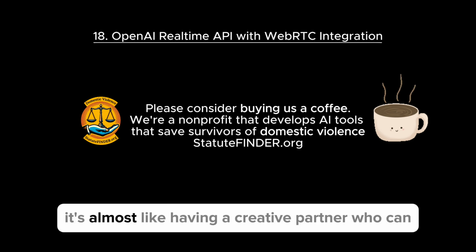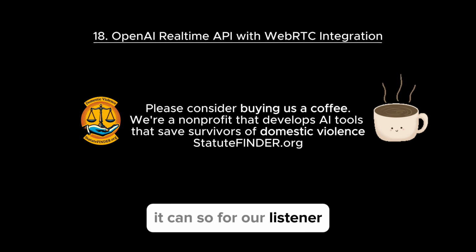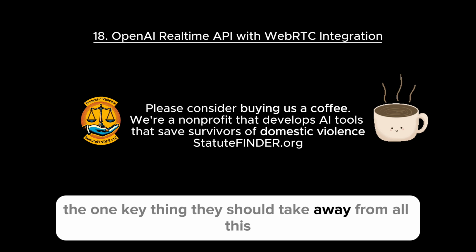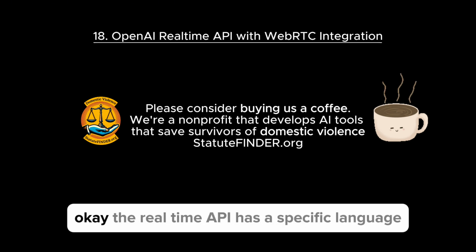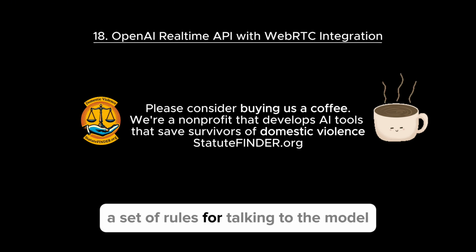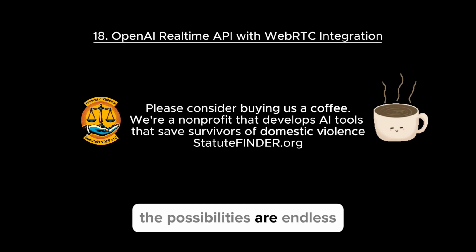Wow, that's amazing. It's almost like having a creative partner who can generate text, audio, and even execute code based on your instructions. It can. So for our listener, what's the one key thing they should take away from all this? The power is in understanding how this communication works. The real-time API has a specific language, a set of rules for talking to the model and getting results back. Once you grasp that, the possibilities are endless.